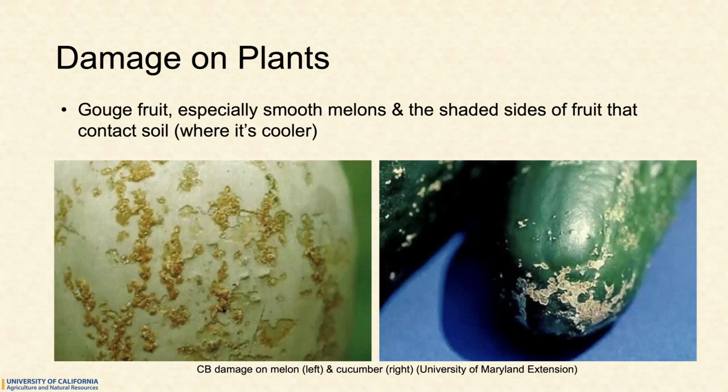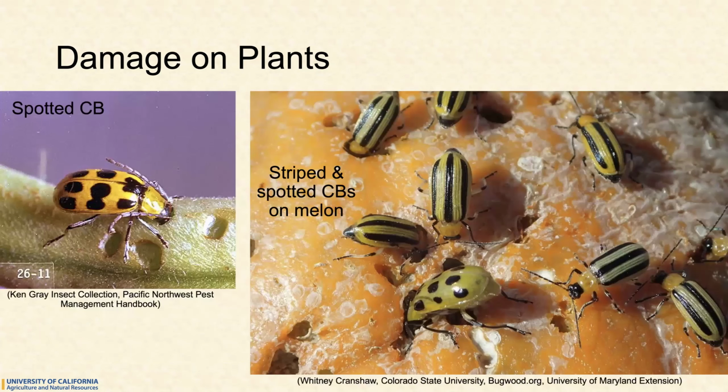They also can gouge fruit, especially smooth melons and the shaded sides of fruit that have contact with the soil. An important note here is that they prefer the shady side of fruit where it's cooler, maybe a little more moist, a little sheltered. So they like those environmental conditions. Just keep an eye out and bear that in mind when you're looking for them out in the field and looking for their damage.